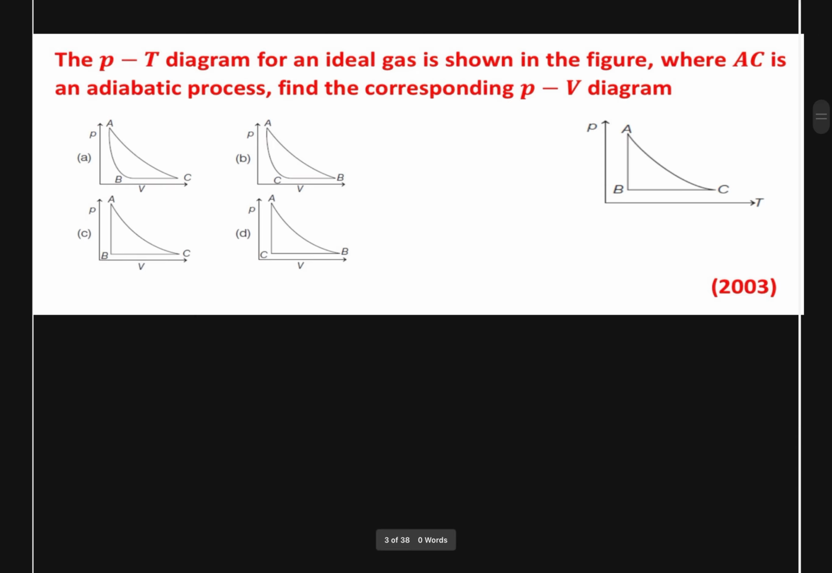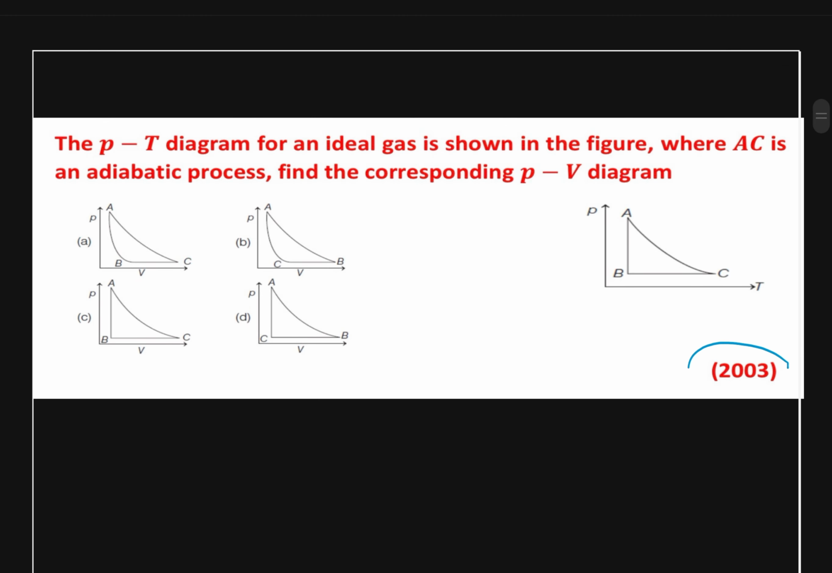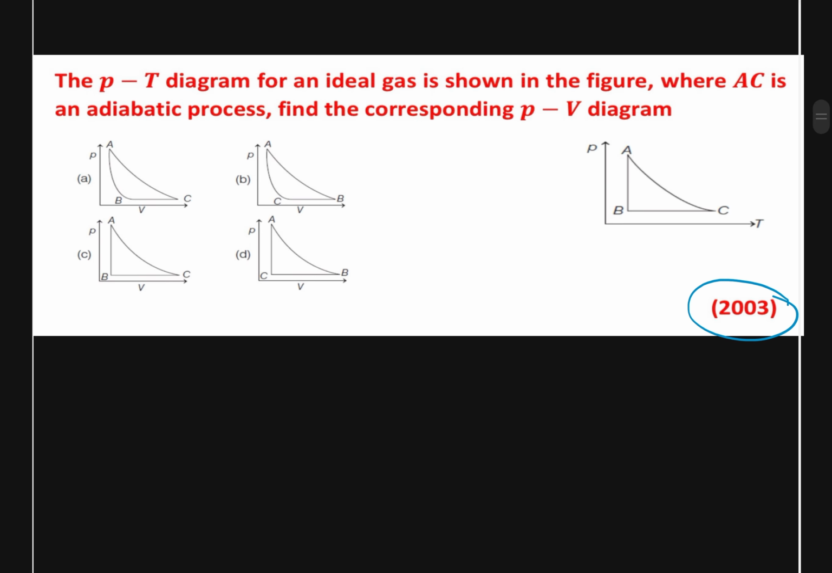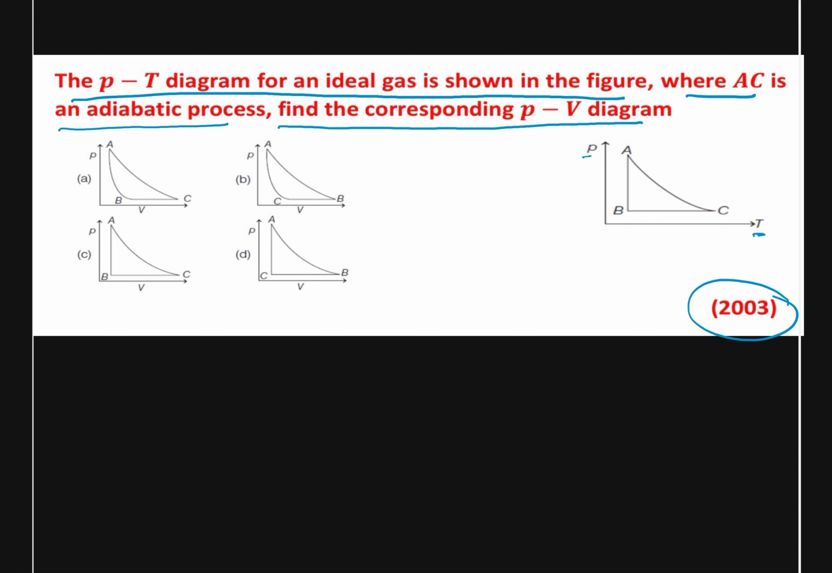Next question. It was asked in the year 2003 and it states that the PT diagram for an ideal gas is shown in the figure where AC is an adiabatic process. Find the corresponding PV diagram. So basic PT is given to us and it is mentioned that our AC is adiabatic.